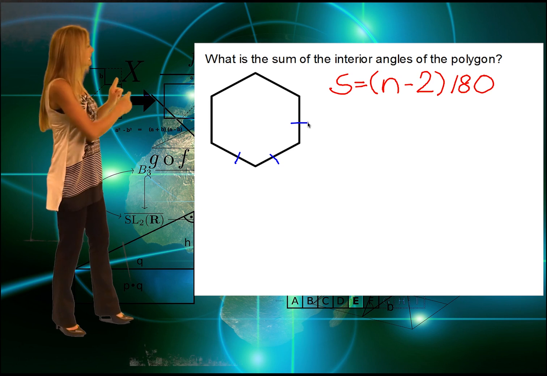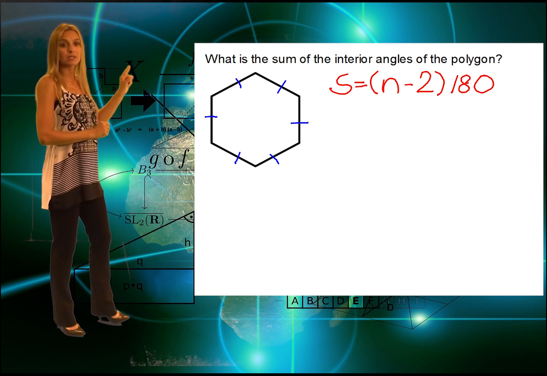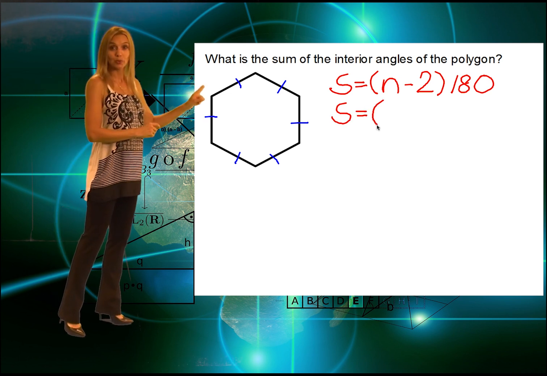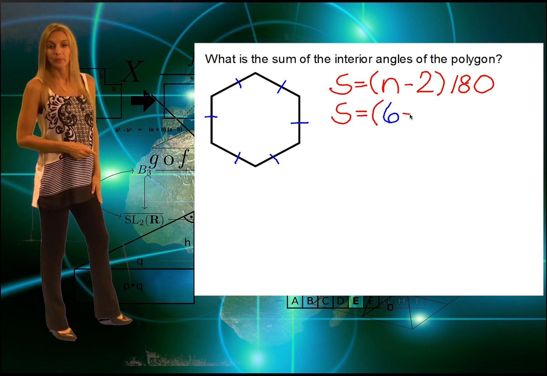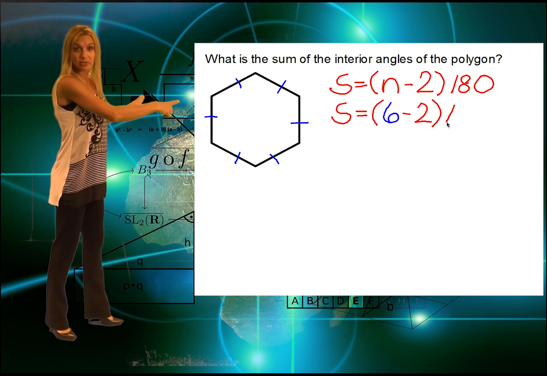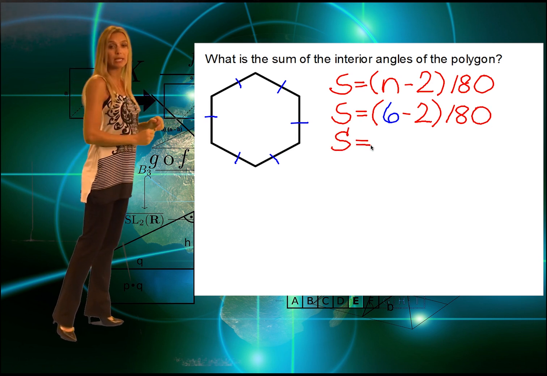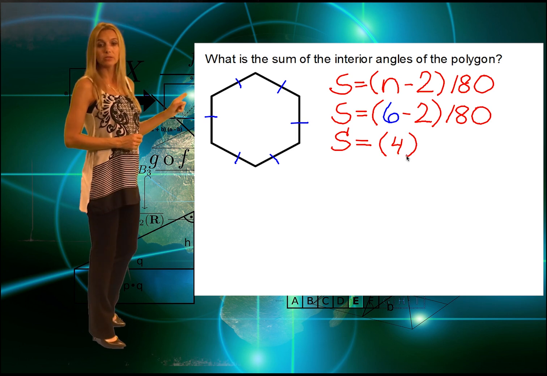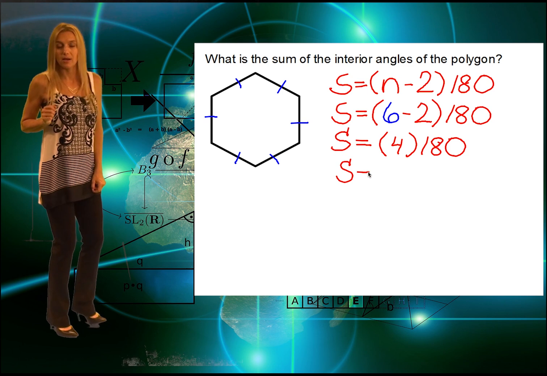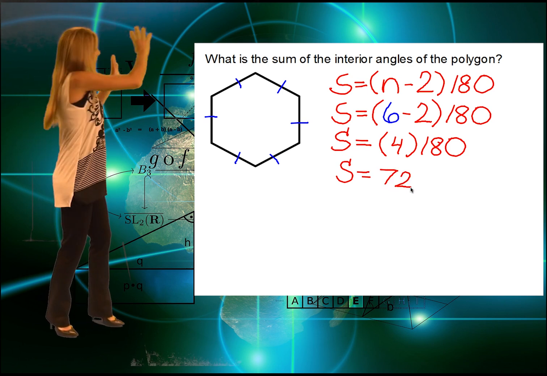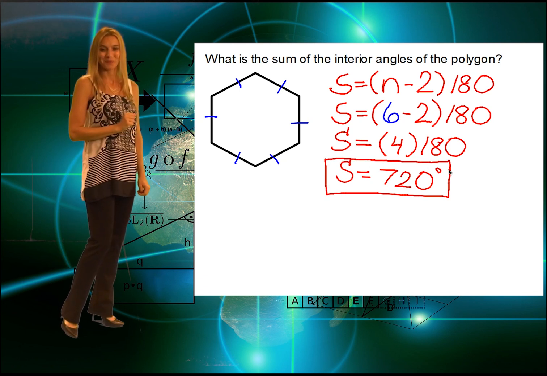So we will replace the N with the number 6, right? So S equals 6 minus 2, close parentheses, times 180. Let's see what is inside the parentheses, order of operations, right? 6 minus 2 is 4 times 180. And the sum of all the angles is equal to 720 degrees, which is my hexagon. Remember, interior, all the angles inside it, if I was to add them up, they will give me 720 degrees.